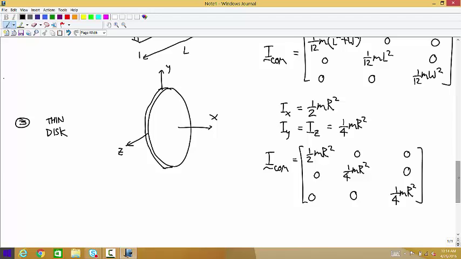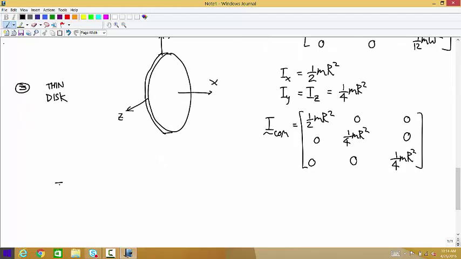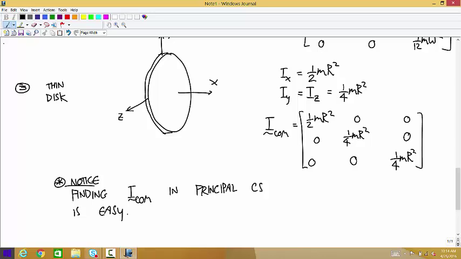Okay, so notice that for these shapes at least, finding the mass moment of inertia about the center of mass in the principal coordinate system is easy. Okay, what's going to take a little more thinking, a little more effort, is going from the mass moment of inertia about the center of mass in the principal coordinate system to mass moments of inertia about other points and with the axes oriented in different ways. Okay?